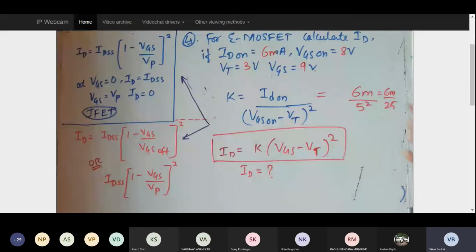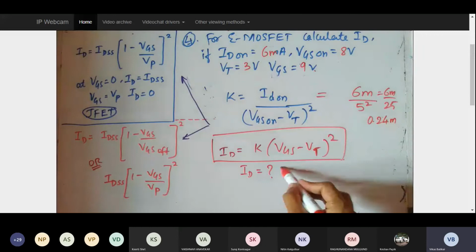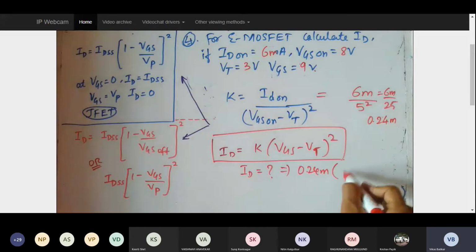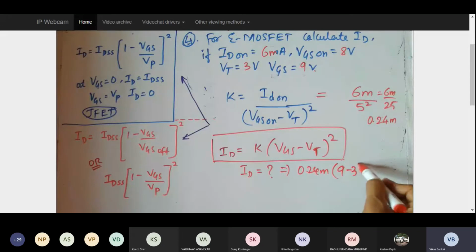0.24 milliampere per volt square. Fine. And what will be ID? VGS is 9, VT is 3, whole square. 9 minus 3 is 6, 6 square is 36, 36 multiplied by 0.24 milli.